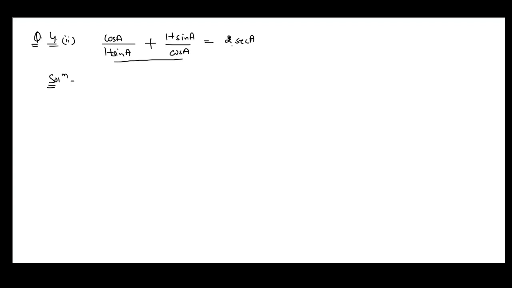In the right hand side there is 2 secant A. We can't solve it much because 2 secant A is just 2 over cos A, right? So that's why starting with the left hand side to prove the result. So how to start? Your left hand side is cos A over 1 plus sin A plus 1 plus sin A over cos A.